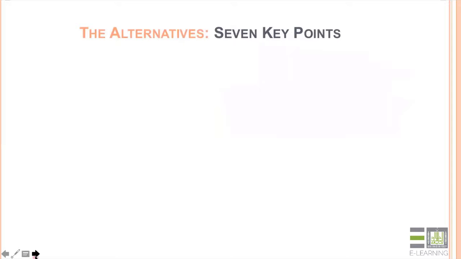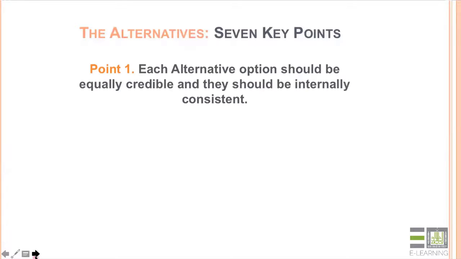I now want to share with you 7 key principles that are really useful when it comes to constructing your alternatives within your multiple choice item. The first principle that I like to share is that the list of alternatives that you include in each multiple choice question should all be credible and plausible answers. If they're not plausible answers, then they don't really serve as good distractors.